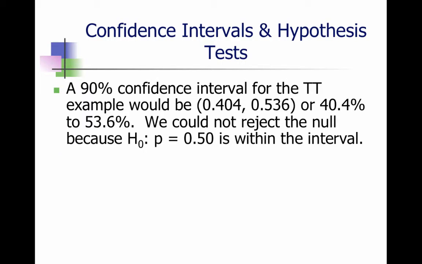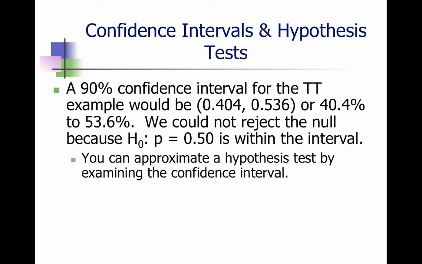For the previous example, a 90% confidence interval would be from 0.404 to 0.536, or in other words, from 40.4% to 53.6%. In this case, we could not reject the null hypothesis, because our null hypothesis was that the true proportion would be 50%. That proportion is in the interval. So because it's within the interval, that value could be true. Therefore, we have to fail to reject the null hypothesis.